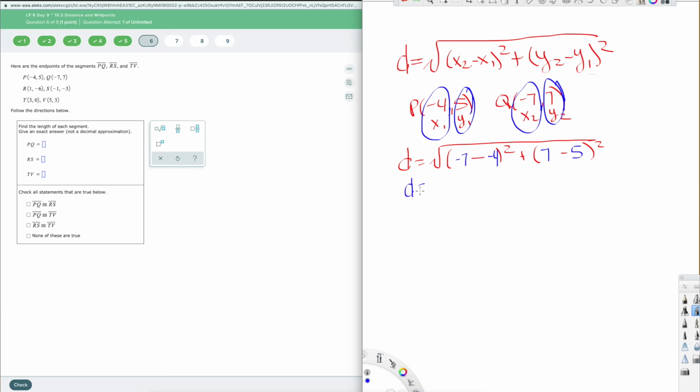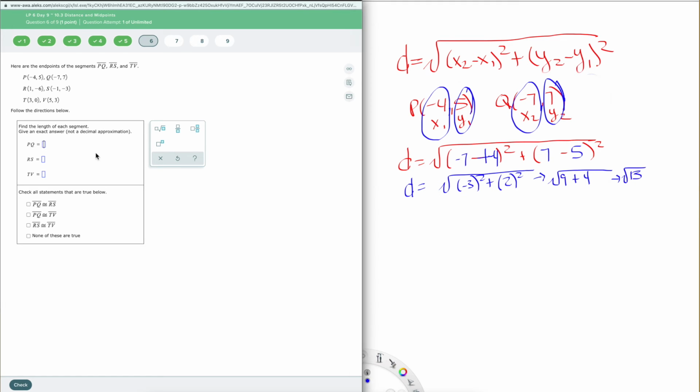So we have the square root of negative 4 minus negative 7, which turns into a plus. So I'm going to subtract, and 7 is more negative. There are more negatives than positives, that's why it's a negative 3. Plus we have 2, because 7 minus 5 is 2. So this is going to be the square root of 9 plus 4. Negative 3 squared is 9, and 9 plus 4 is 13. I'm doing this a little smaller so I can hopefully fit all of these on one screen.